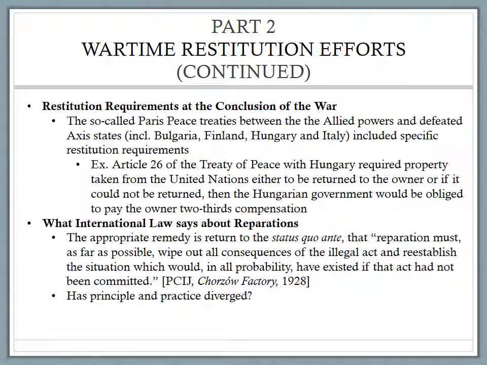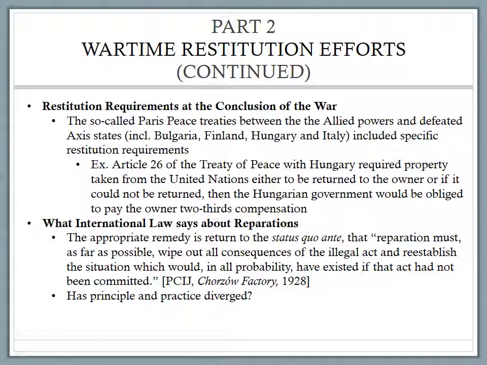What was said about restitution at the conclusion of the war? If we look to the so-called Paris peace treaties that were signed between the Allied powers and the defeated Axis states, including Bulgaria, Finland, Hungary, and Italy, the peace treaties included specific restitution requirements. For example, Article 26 of the Treaty of Peace with Hungary required property taken from the United Nations either to be returned to the owner, or if it could not be returned, then the Hungarian government would be obliged to pay the owner two-thirds compensation.